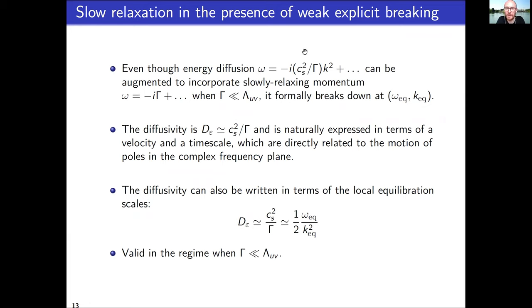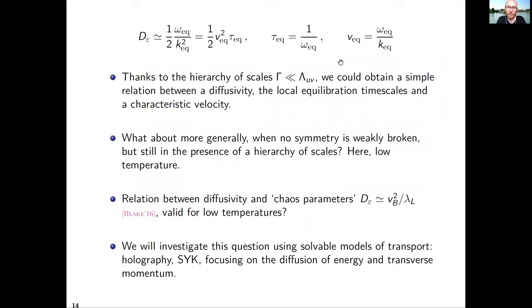Yet what these considerations tell us is that the diffusivity is simply expressed in terms of the ratio of a velocity squared over a relaxation rate, or a time scale. And these are directly related to the motion of poles in the complex frequency plane. So then it's a simple game to rewrite everything in terms of some omega_eq and k_eq. And this is again valid when there's this hierarchy of scales. Now what I can do is define a v_eq, which is omega_eq over k_eq. This is my choice. And which in this case is proportional to the sound velocity.